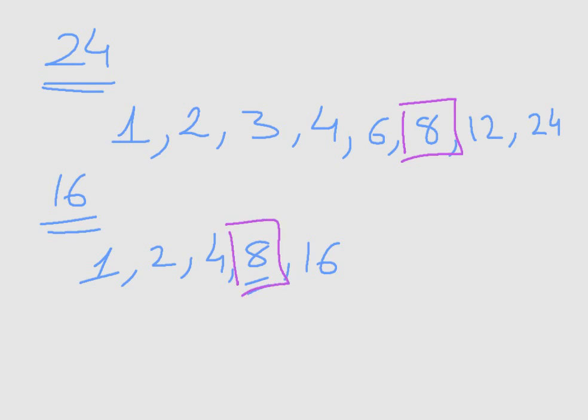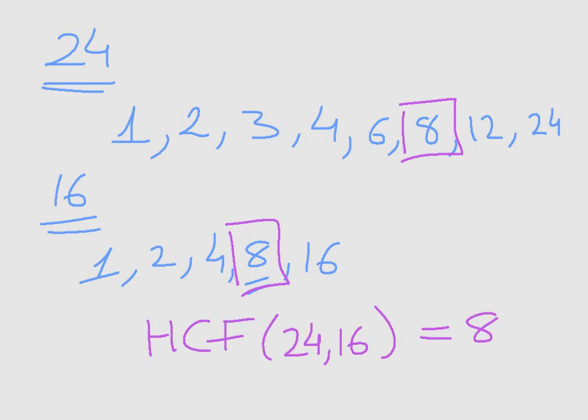And finally we can write the answer. The highest common factor of 24 and 16 is 8. And so we write HCF of 24 and 16 is equal to 8. And we're done.